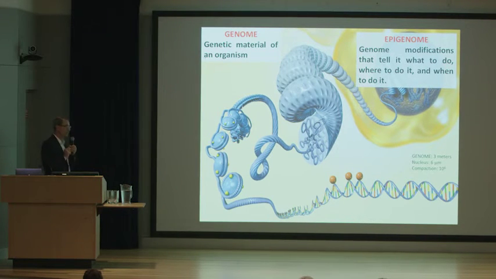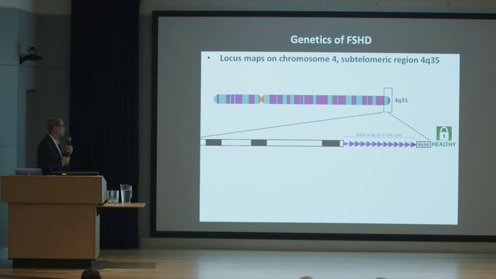But these are also very key concepts in order to understand what is going on in FSHD. You all know that in FSHD, the main locus affecting the disease is located on the very tip of a particular human chromosome, which is chromosome 4 in position 4q35. And you all know, I'm sure, that in this region there is a repetitive sequence, which is called D4Z4.